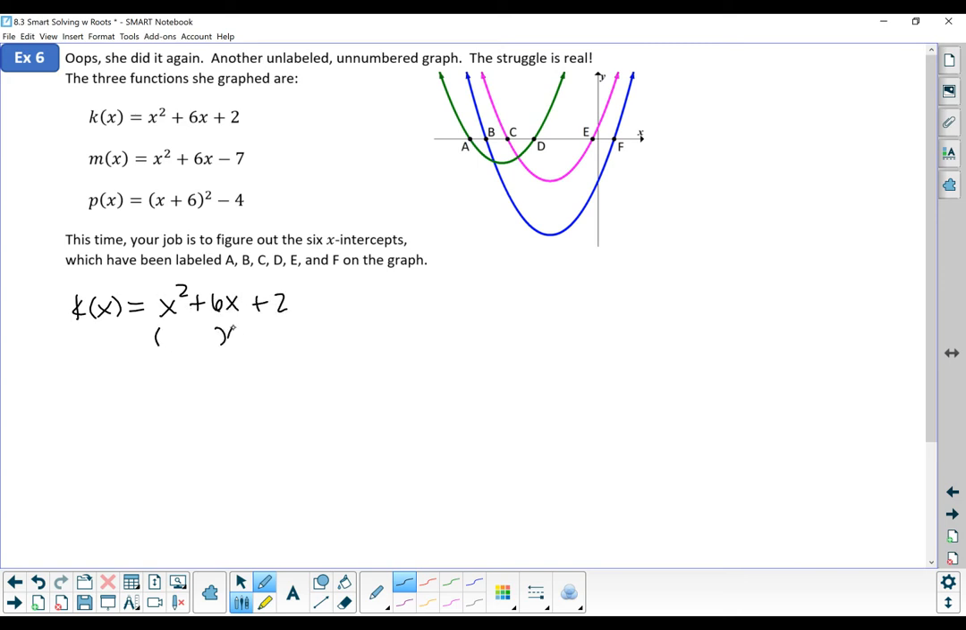So if we tried to factor it, our ending number, our constant here, is 2. The only possibility is 1 times 2, and we're trying to get a middle term of 6, and we are not going to be able to do it. So we can't factor it. If we have a quadratic in standard form that is not factorable, we have to apply the quadratic formula.